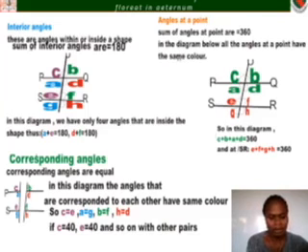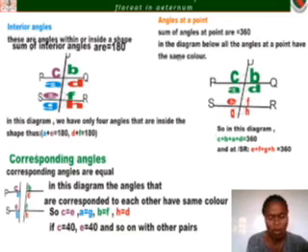Corresponding angles. Corresponding angles are equal. In the diagram, the angles that correspond to each other have the same color. So looking at the diagram now, you will see that angle C is equal to angle E because both of them have the same color. They correspond.